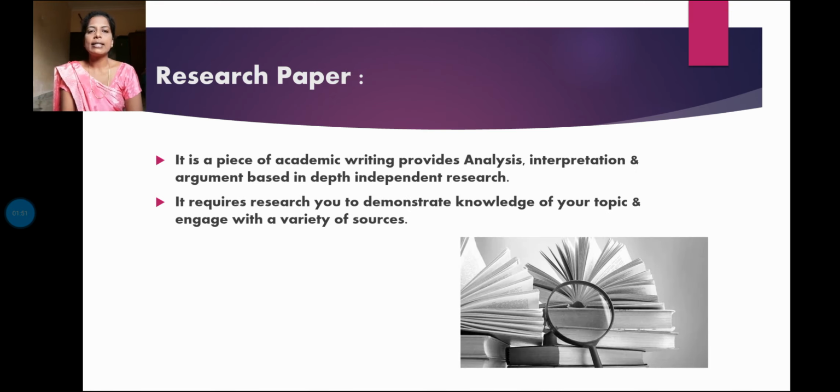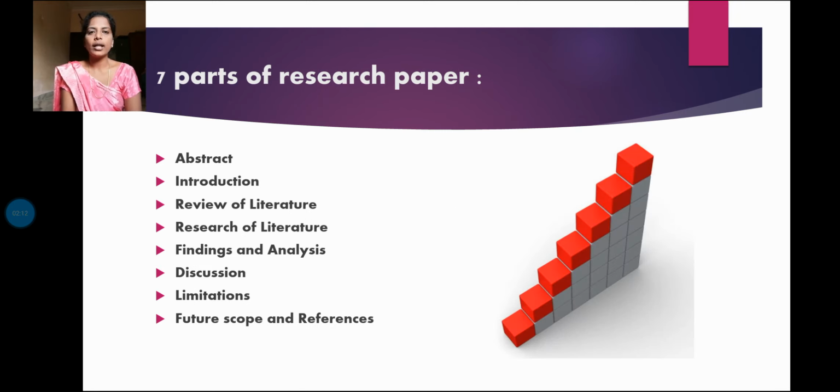And next is the research paper. What is a research paper? It is a piece of academic writing which provides analysis, interpretation and argument based on in-depth, independent research. It requires you to demonstrate knowledge of your topic and engage with a variety of sources. This is called a research paper. And what are the 7 parts of a research paper? The first is abstract, introduction, review of literature, research methodology, findings and analysis, discussions, limitations, future scope and references. These are the 7 parts of a research paper.